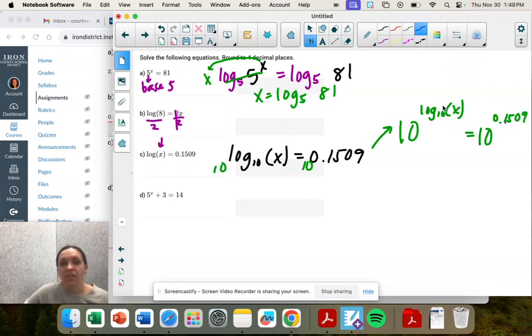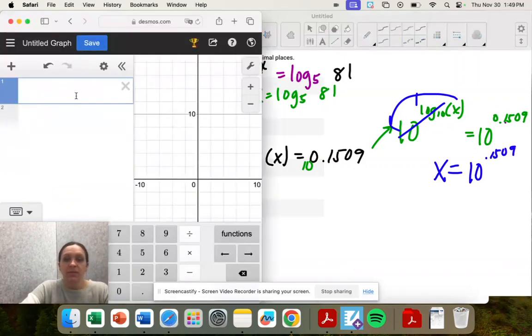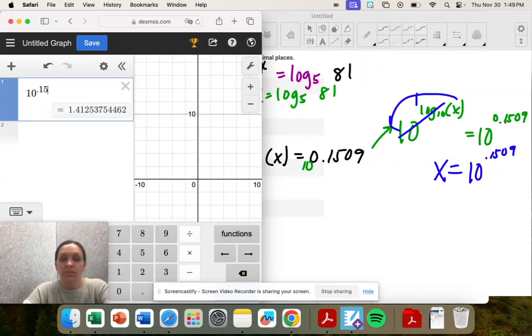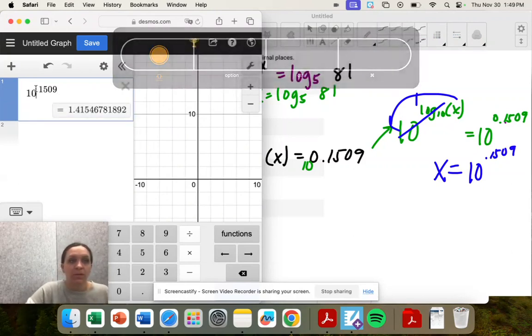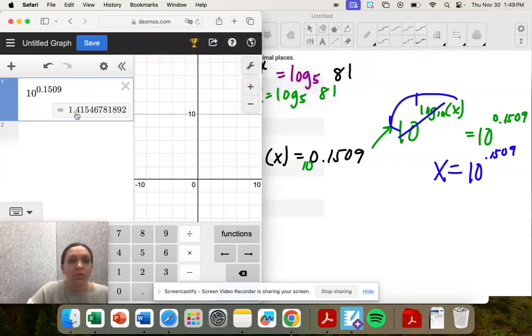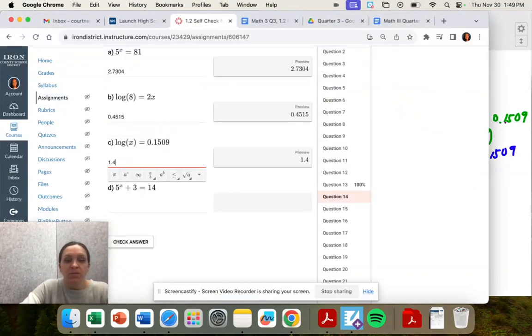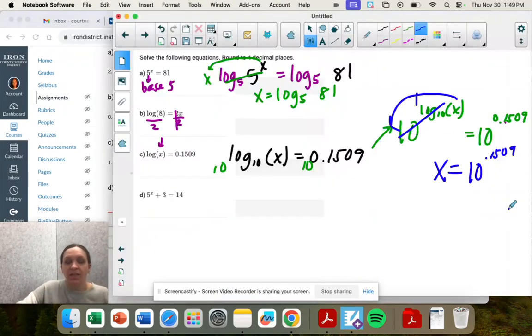So what happens is these logs and the 10 are 1, and x comes down by itself. So 10 to the power of 0.1509, we'll put that in our calculator, and that is x. And just make sure, yep. 1.4154, we got to round up because there's a 6 right there. So 1.4155 after the decimal.